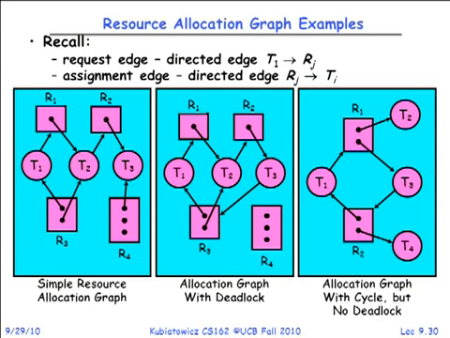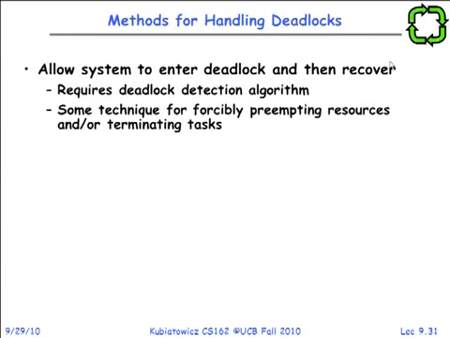So now the question is, how do we handle deadlocks? We've given you a couple of ways to handle them. One is you could let the system enter deadlock and then recover. So this requires a deadlock detection algorithm of some sort to know you're in deadlock, and then some way of forcibly preempting things. Okay, now databases typically have a clean way of forcibly preempting by basically rolling back transactions. Okay, so that's a way of preempting that's not so bad.